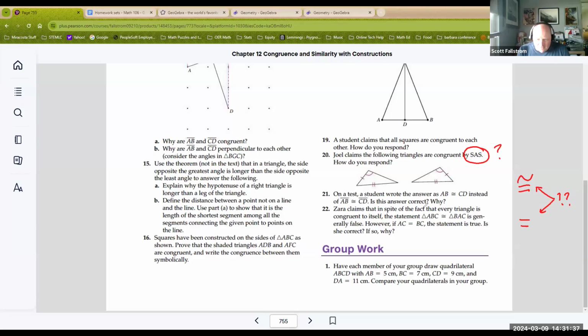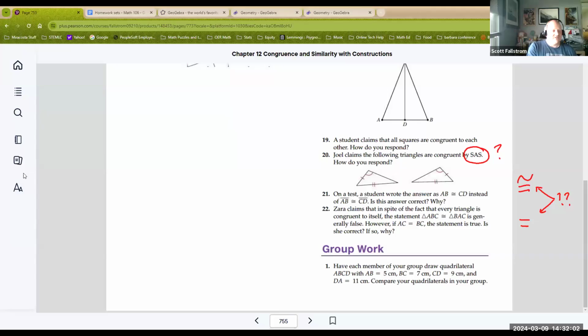And 22, Zara claims that in spite of the fact that every triangle is congruent to itself, which it is, she claims that ABC is congruent to BAC is generally false. Now, that would be interesting. However, if AC is equal to BC, then the statement is true. Now, again, whenever you see proofs that involve triangles, my recommendation is draw the triangle. So if you were doing this one, I would say here's ABC, right? Okay, there's my 3 points.